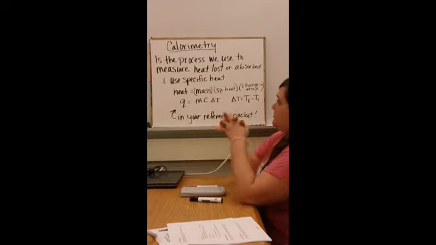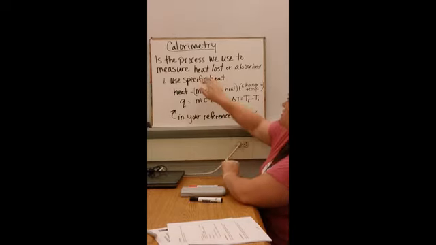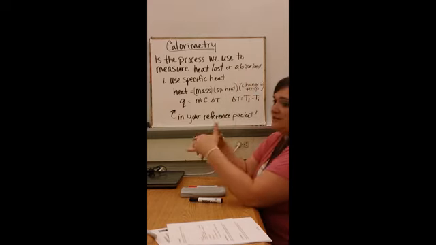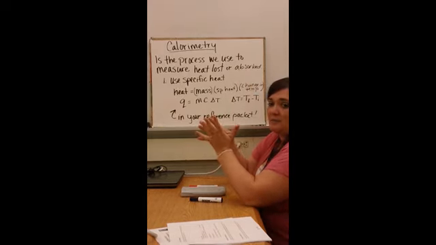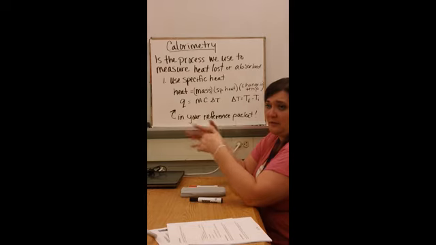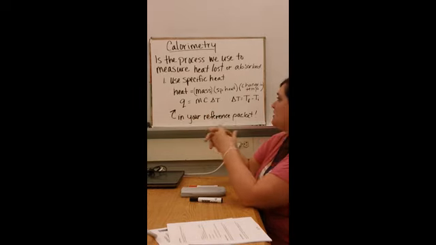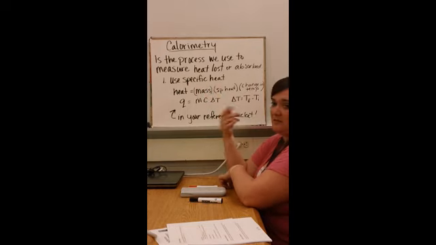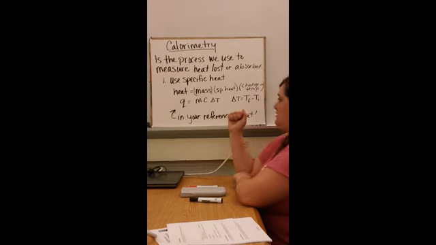Alright, so calorimetry is the process we use to measure heat lost or absorbed. Okay? We cannot measure heat directly. We can measure temperature changes using a thermometer, but heat we cannot. We don't have a heatometer, if you will. So we use this idea of specific heat. Specific heat, again, is the amount of heat required to increase 1 gram of a substance 1 degree Celsius.